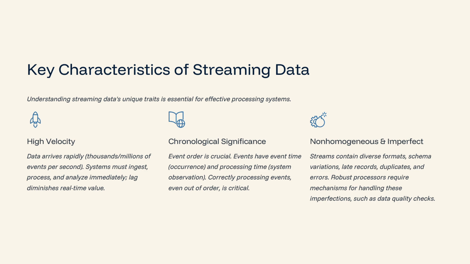The second key characteristic of streaming data is chronological significance. The event order is crucial. Events have event time, that is occurrence, and processing time, that is system observation. Correctly processing events, even out of order, is critical. The third key characteristic of streaming data is non homogeneous and imperfect. Streaming contains diverse formats, schema variations, late records, duplicates, and errors. So robust processors require mechanisms for handling these imperfections, such as data quality checks.